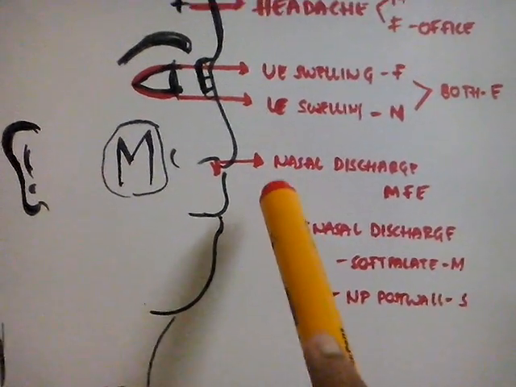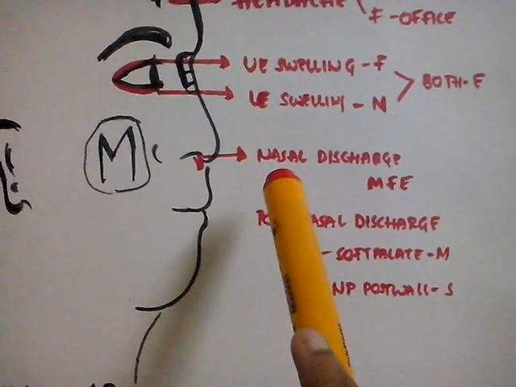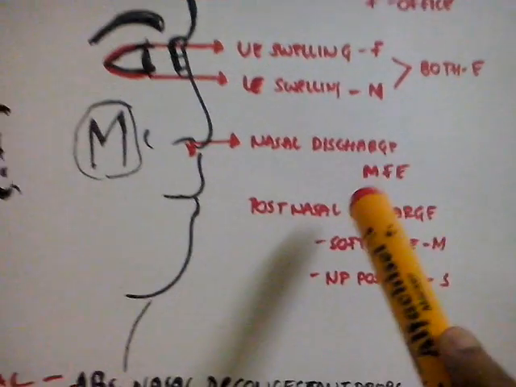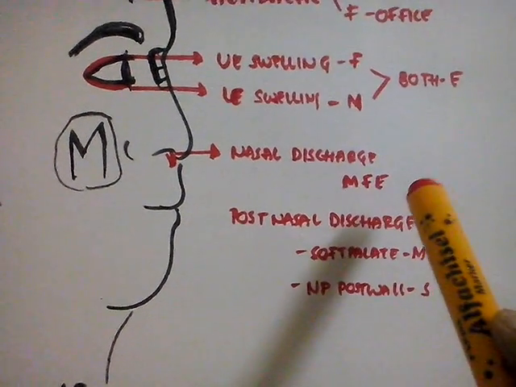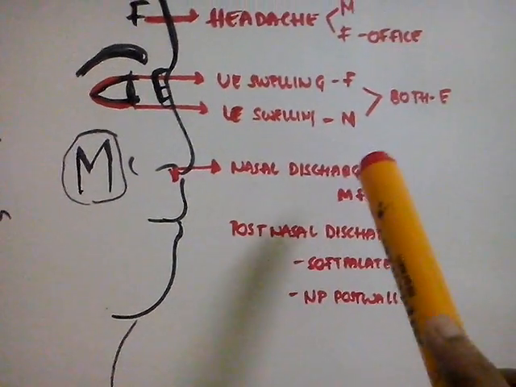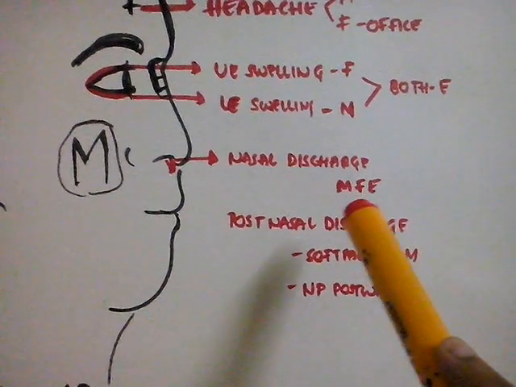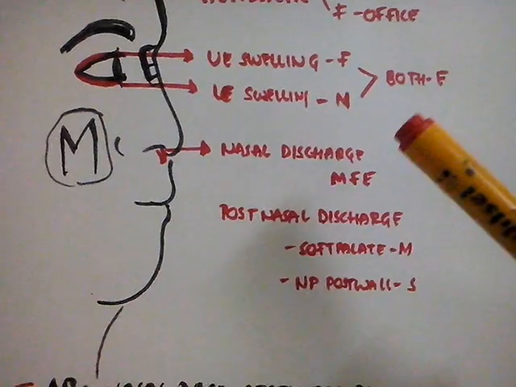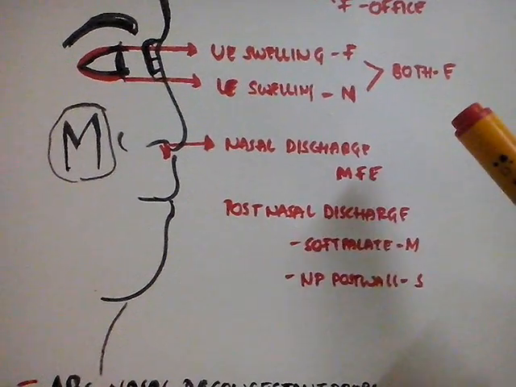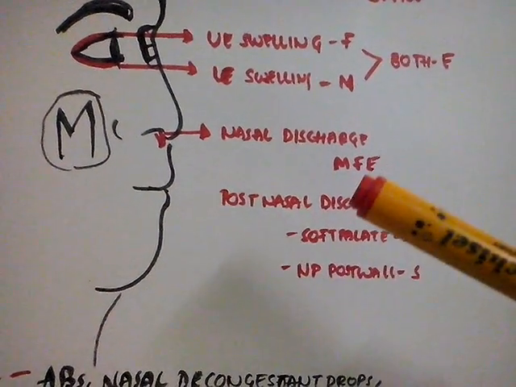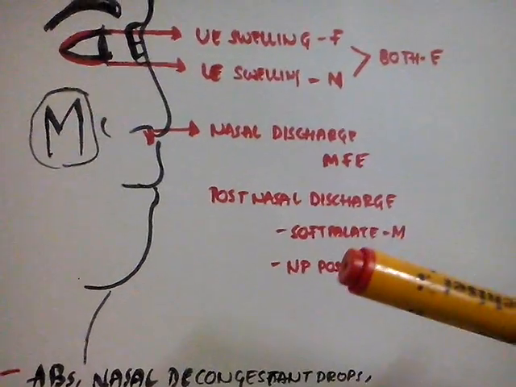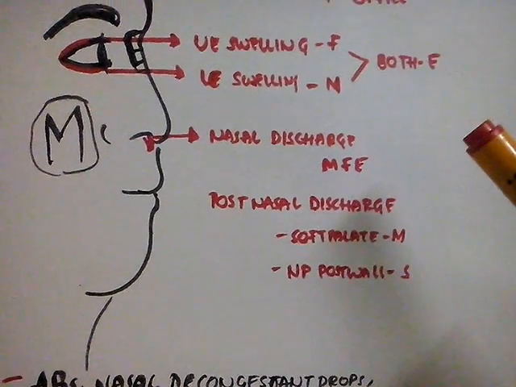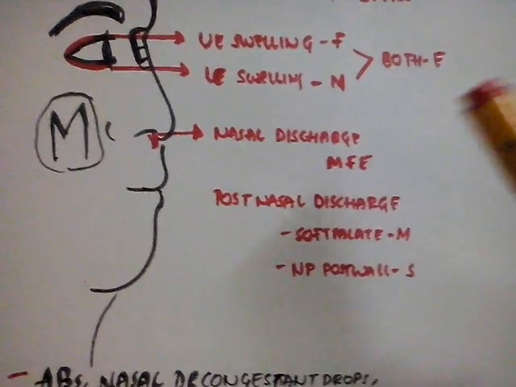Coming to nasal discharge. Nasal discharge is seen in maxillary, frontal, and ethmoid sinusitis. In the middle meatus, discharge may be seen above the middle meatus due to opening of the posterior ethmoidal sinus. Anterior ethmoidal sinus opens into the middle meatus, whereas posterior ethmoidal sinuses open in the superior meatus.